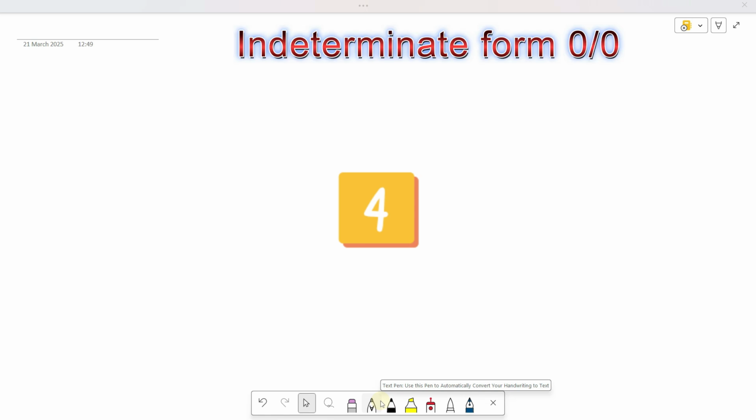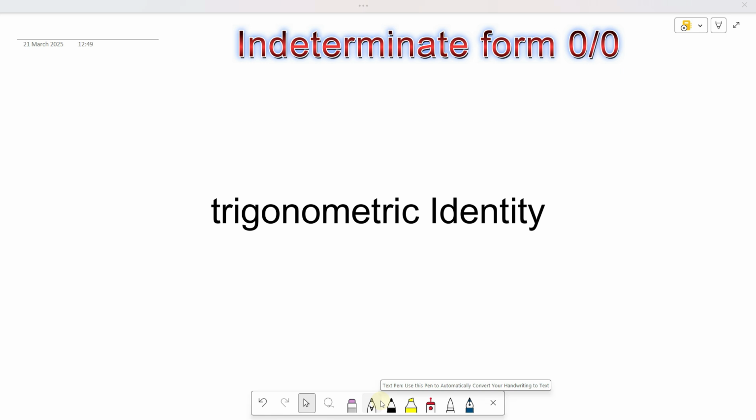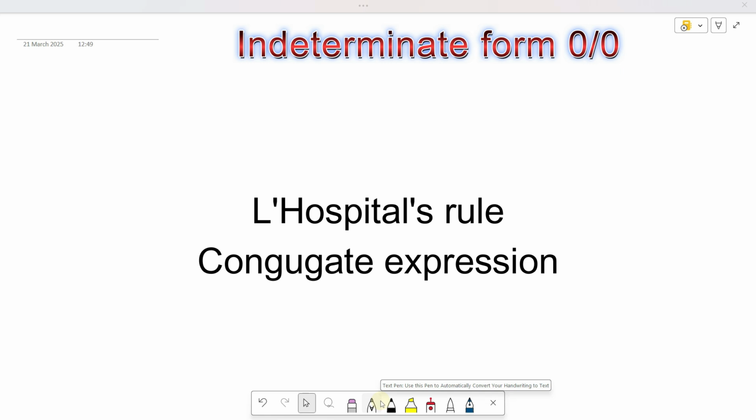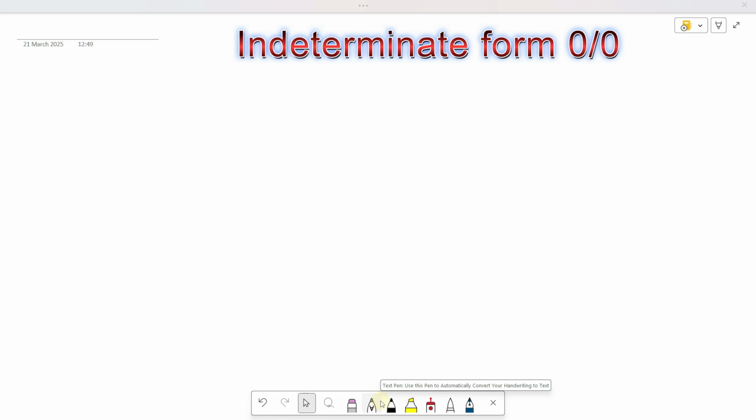Must know number 4: indeterminate form 0 over 0. When you have the indeterminate form 0 over 0, how do you deal with this? As I have told you, you sometimes need to rewrite your expression, and there are many different tricks that you can use. Either you can factorize your expression, or you can use trigonometric identities if you are dealing with a trigonometric expression, you can use the hospital rule, you can use the conjugate, all those things. So let's take an example where you can use the trick of factoring.